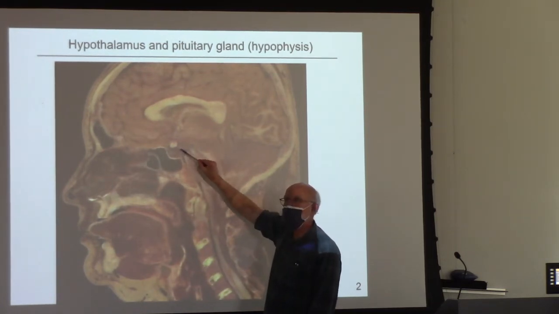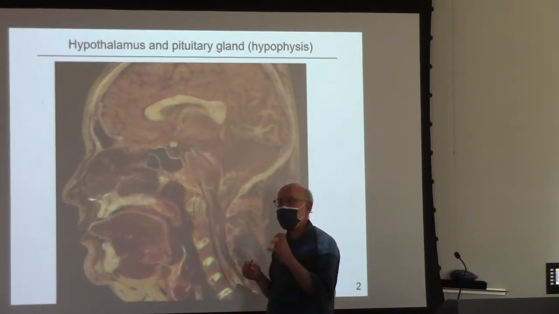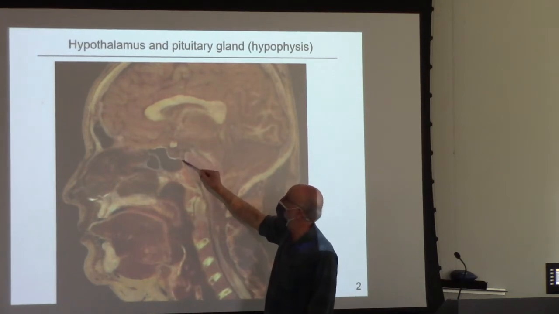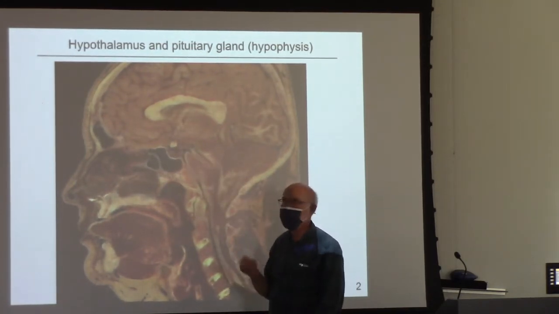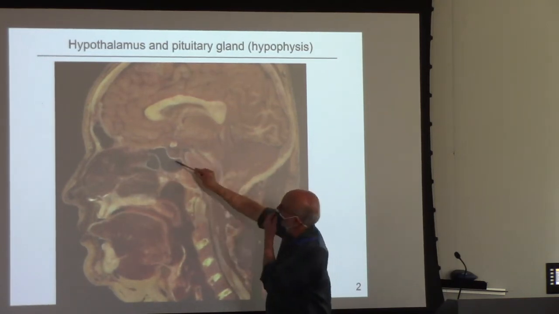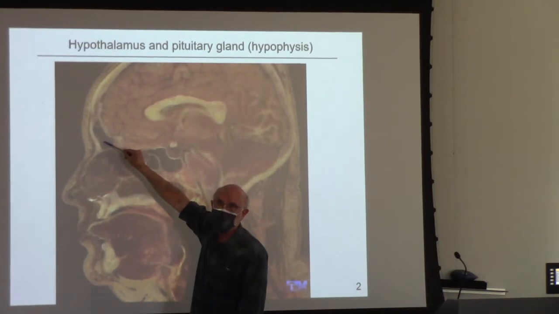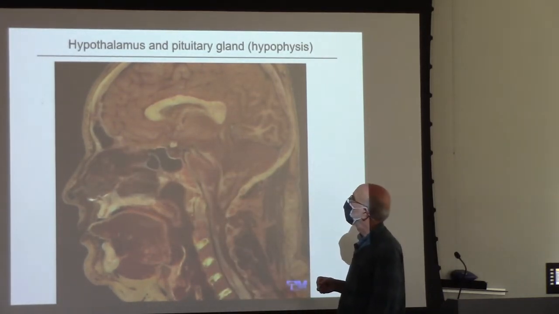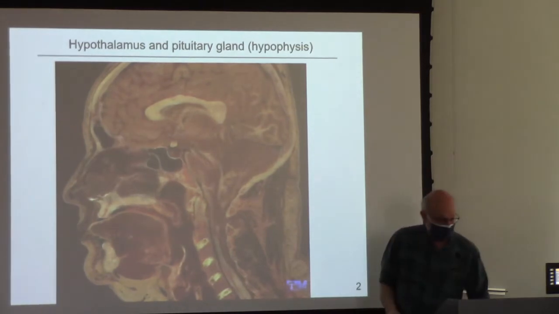The pituitary is in a little indentation in a bone, the base of the skull. And that indentation has a name that I'm not going to ask you to know. These holes here are the sinuses of the skull, frontal sinus. I'm not going to ask you to know those either. Hypothalamus, pituitary. That's what we're focusing on.